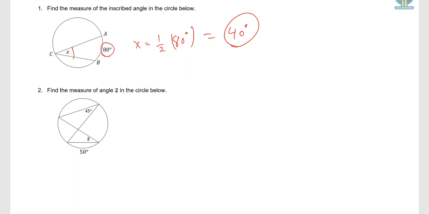Find the measure of angle 2 in the circle below. This is the intercepted arc, and both angles intercept the same arc, therefore they have to be congruent. So the measure of angle 2 has to be 45 degrees.